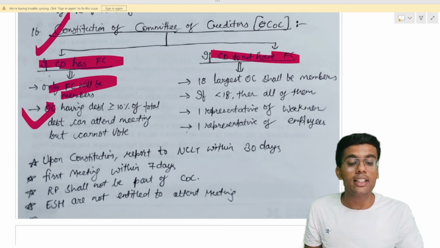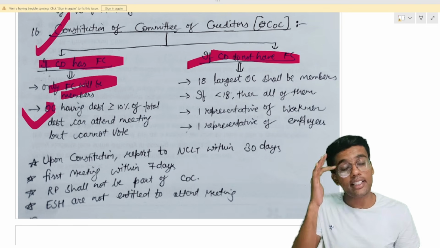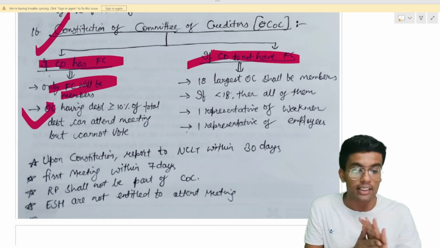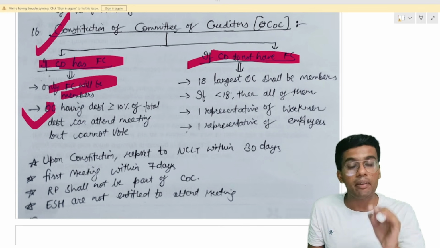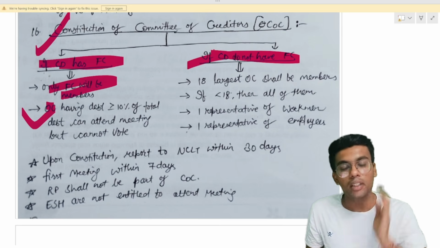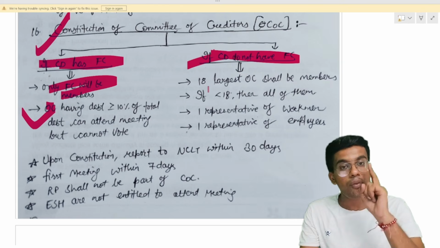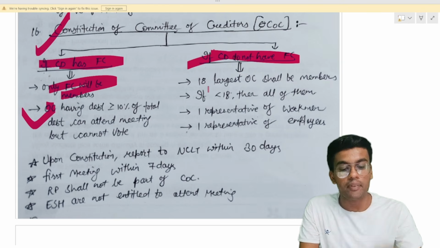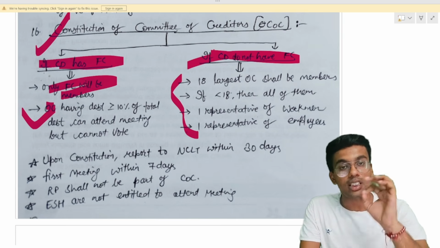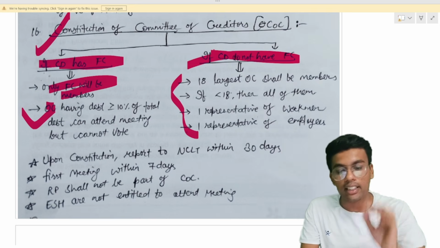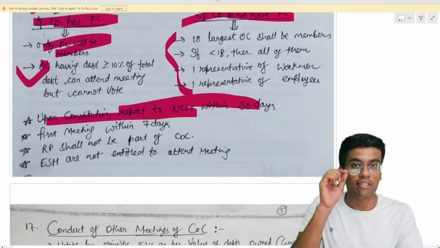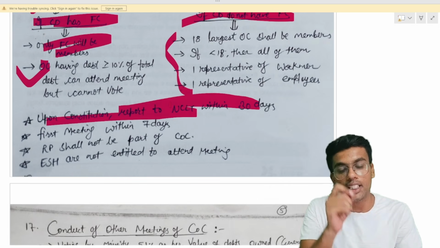In case the corporate debtor does not have any financial creditor, let's say there is no financial creditor in the company, in such a case the 18 largest operational creditors shall be the members of the committee of creditors. If there are fewer than 18 members, then all of them would be part of the committee of creditors. There would be one representative of the workmen and one representative of the employees. So a maximum of 20 members can be there in the committee of creditors if there are no financial creditors in the company. Upon constitution, report to the NCLT within 30 days. Once you have constituted the committee, you have to report to the NCLT within 30 days.